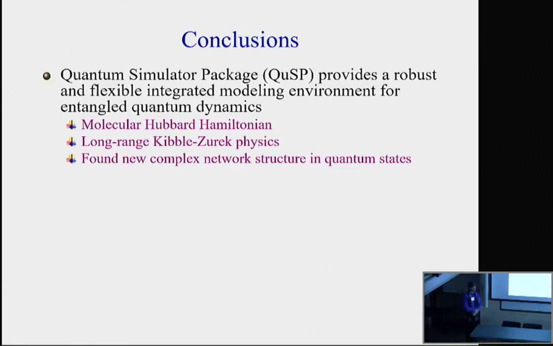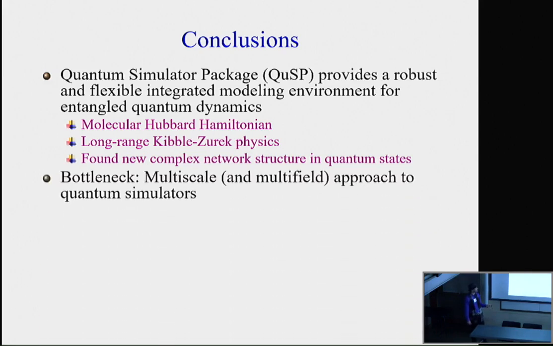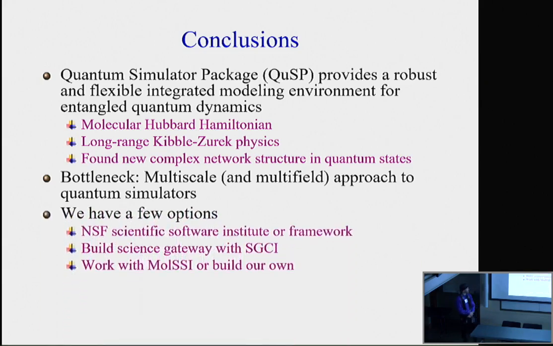So in conclusion, I've told you about QuSP, which is a quantum simulation package that provides a robust and flexible integrated modeling environment for entangled quantum dynamics. I specifically focused on the molecular Hubbard Hamiltonian because it was so relevant to this audience, and I gave you a couple of sets of results from this code in my own group. The real bottleneck is that quantum simulators involve a multi-scale and multi-field approach to making them work. And that's what a code group can do.